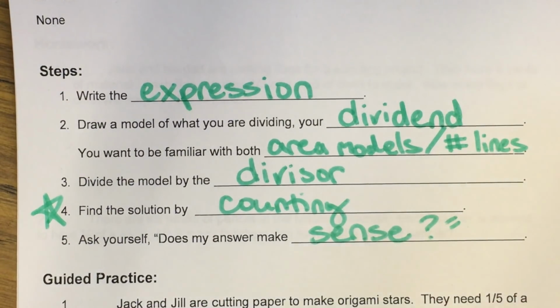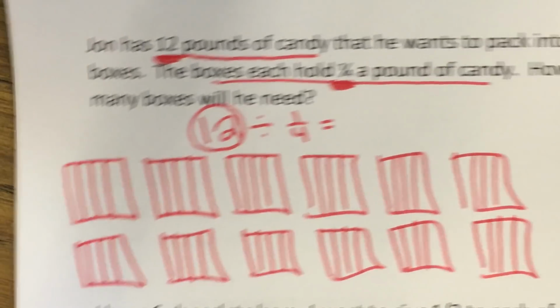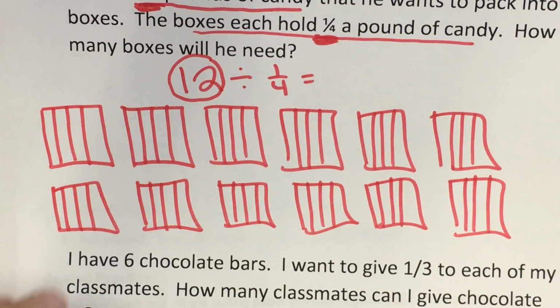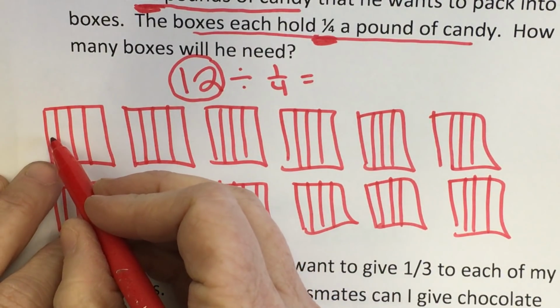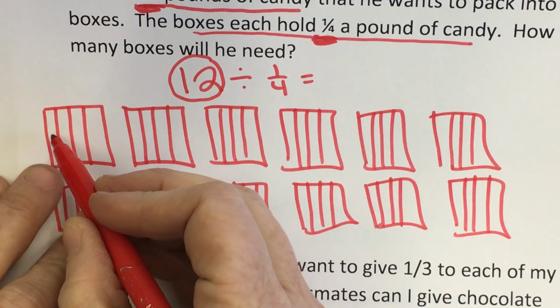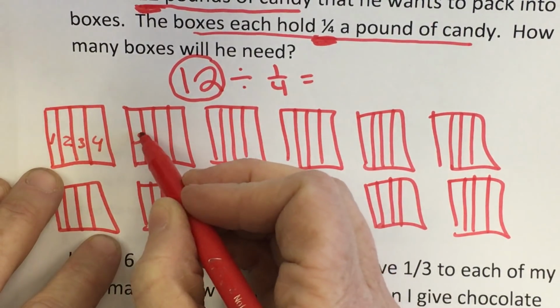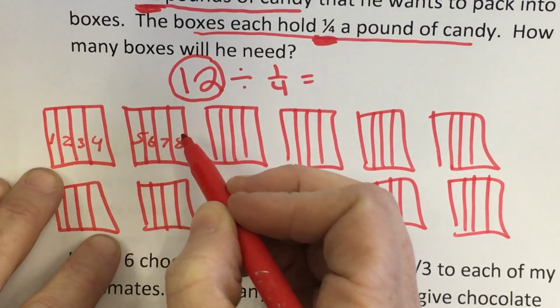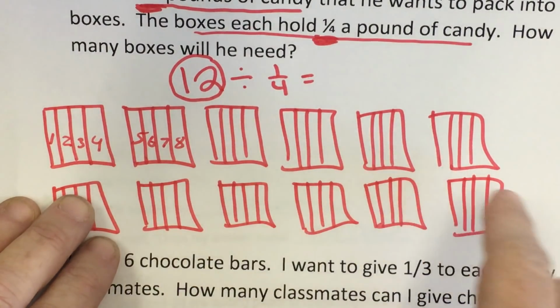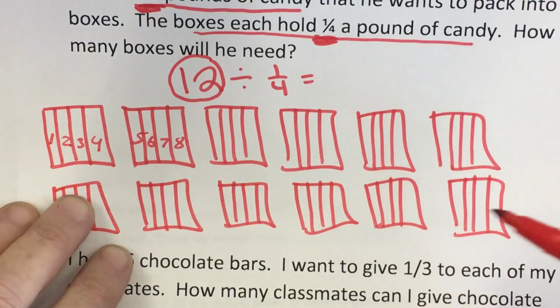Next, it says I'm gonna find the solution by counting. Okay, so this is going to go in box 1. This can go in box 2, box 3, box 4, box 5, box 6, box 7, box 8. And I could continue labeling them, but this one I just said I'm gonna count.